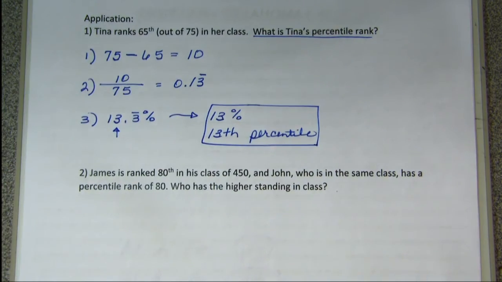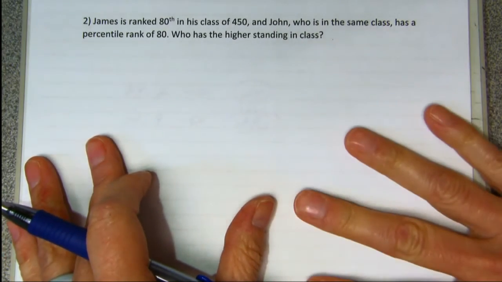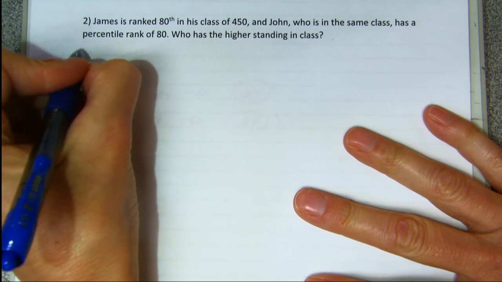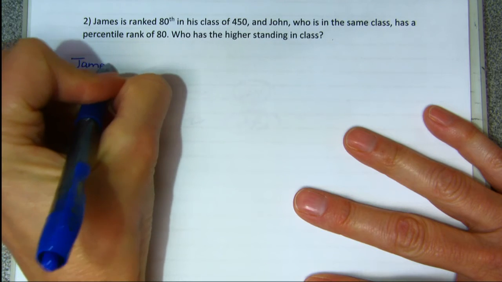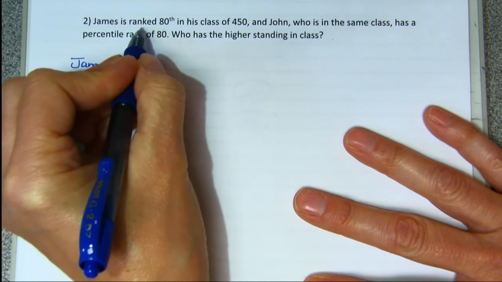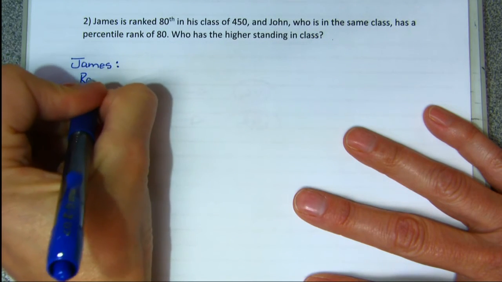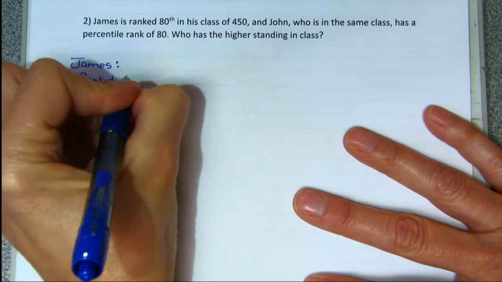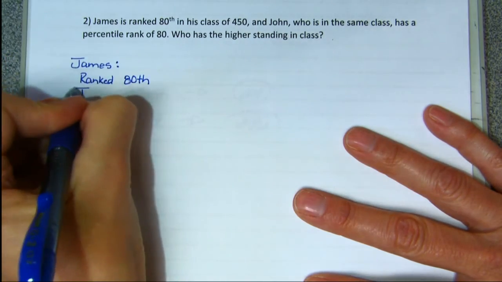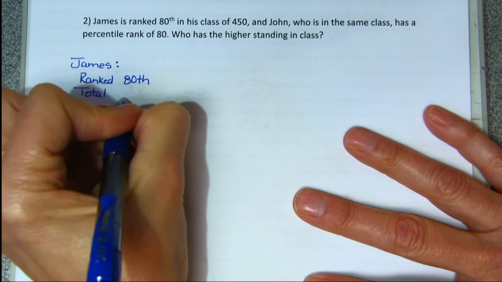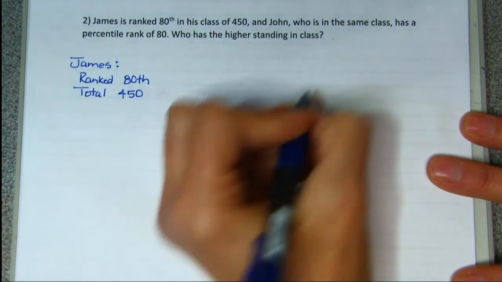Okay? All right. Down here. James. All right, so let's look at James. Tells me he ranked 80th in his class. So he ranked 80th. And the total in his class is 450 students.